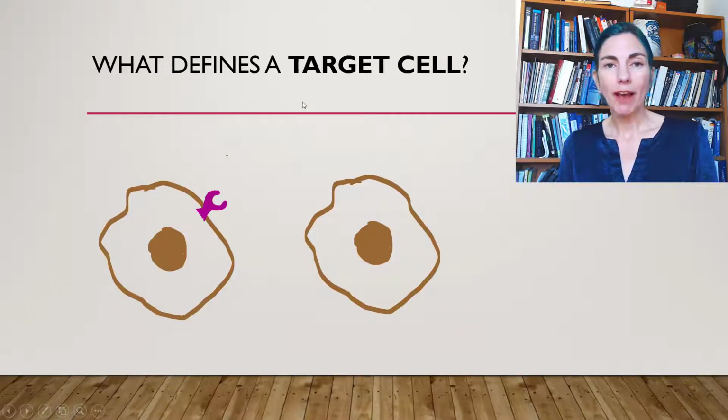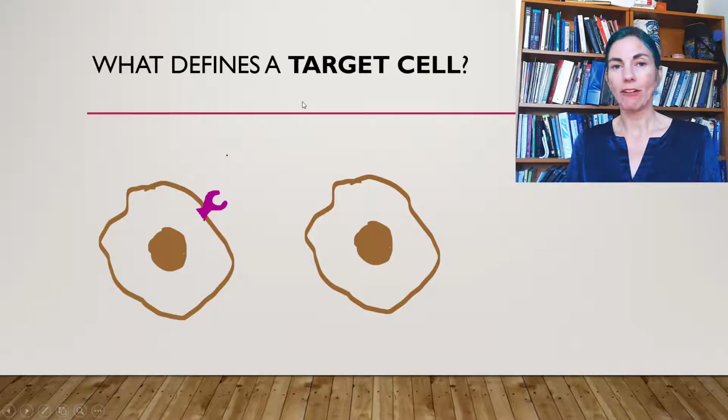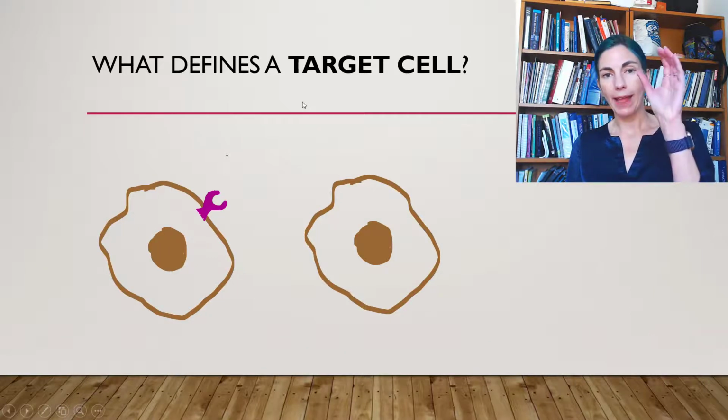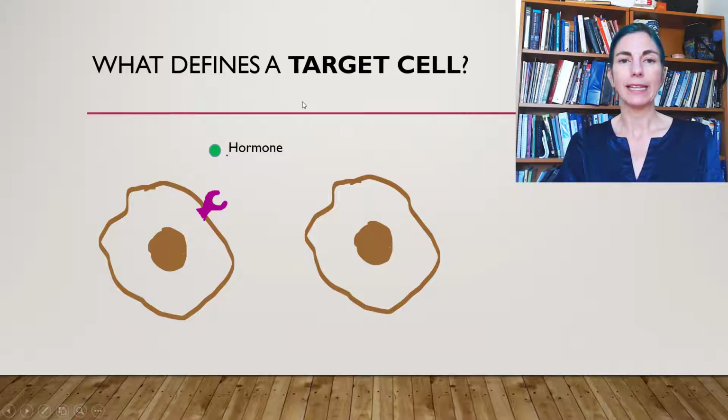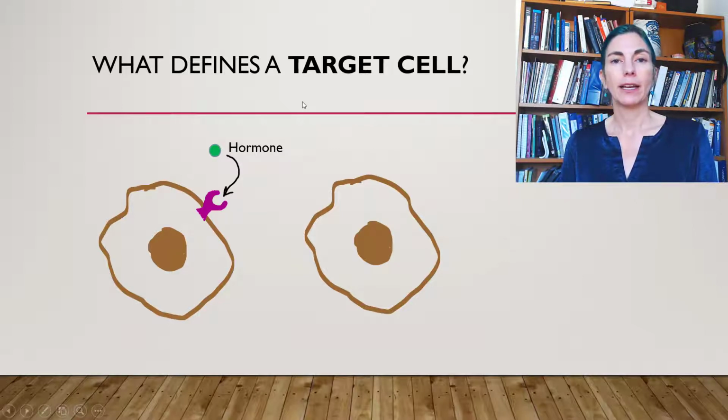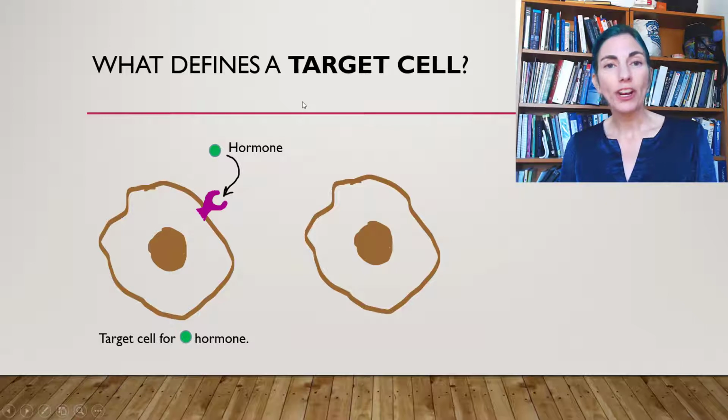If you'd like to draw something down, you can draw this down. I have two generic looking cells. One is displaying a receptor for this green circle hormone, whatever that green circle hormone is. You can probably see that that circle fits very nicely into that receptor. And so by definition, the cell on the left is in fact going to be a target cell. It will have a response.